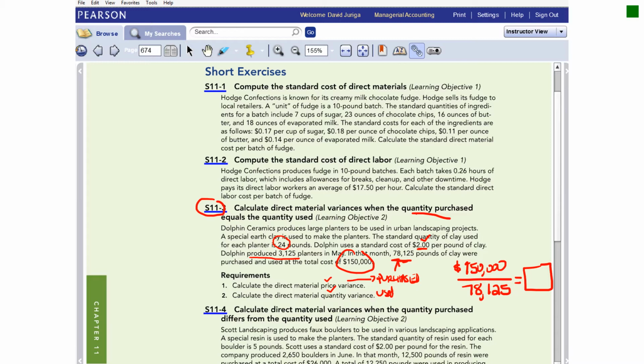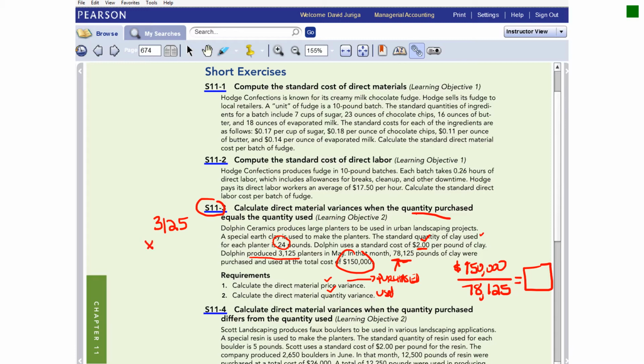And then again, on the quantity variance, the extra calculation you're going to have to do is take what you produced, which is 3,125. And if you go back up to the top here, they should tell you what the standard is to make a pound of clay. And it says right here, the standard quantity of clay used for each planter is 24 pounds.